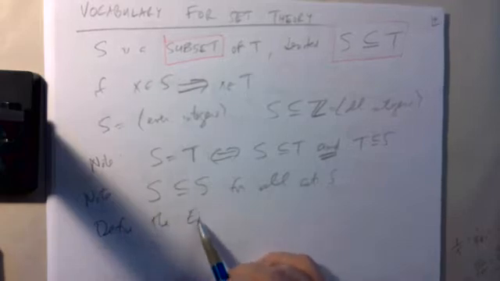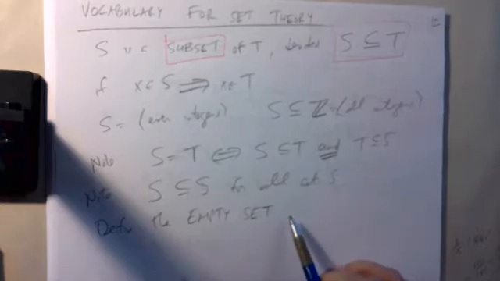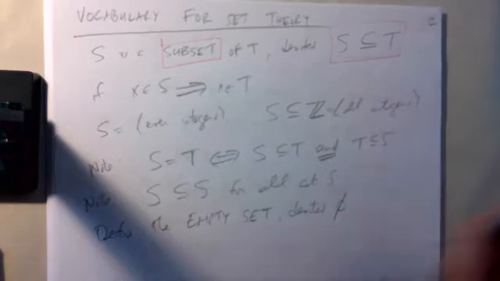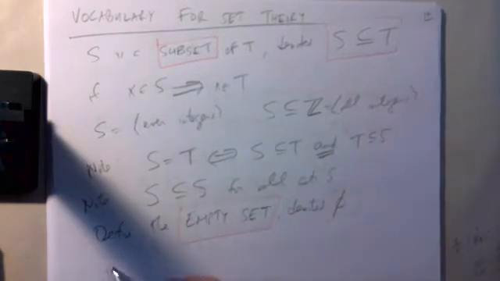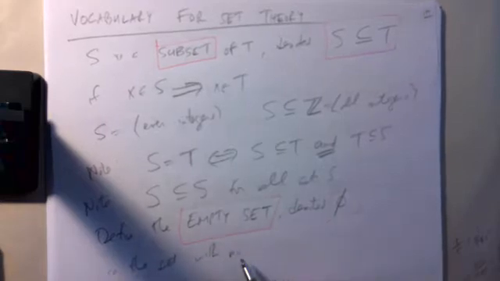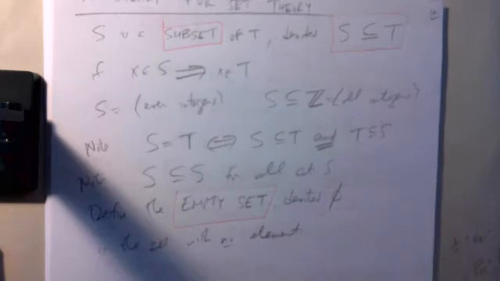And we define the empty set, which is denoted by this symbol. It is the set with no elements. So if you want to picture a set as a suitcase, and everything you put in the suitcase is what's in the set. If you don't put anything in, if the suitcase is empty, then you have the empty set.